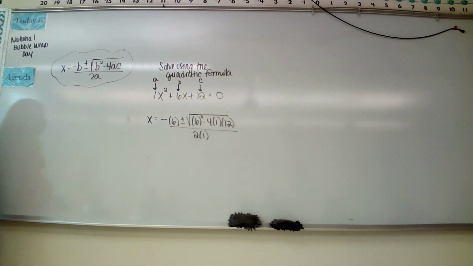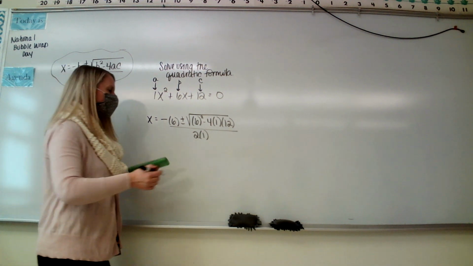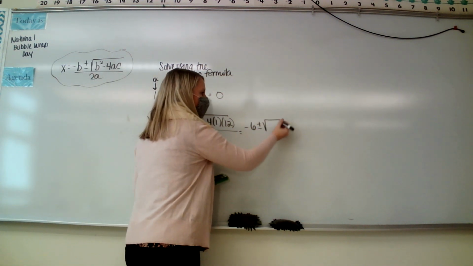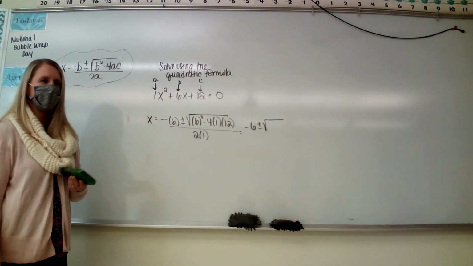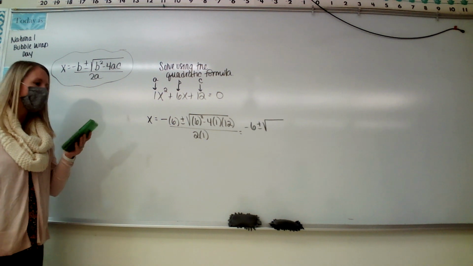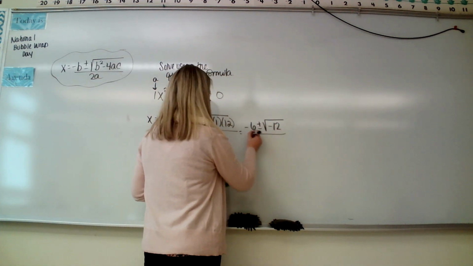From here, I just grab my calculator and simplify under my radical. So just write my radical. I do 6 squared minus 4 times 1 times 12. So try it on your own. Just make sure you know how to use your calculator. At this point, we assume you guys can do basic math. It just takes forever sometimes, so calculators are your friend. So when I find what's underneath that radical, it comes out to negative 12. So just make sure you can get that.